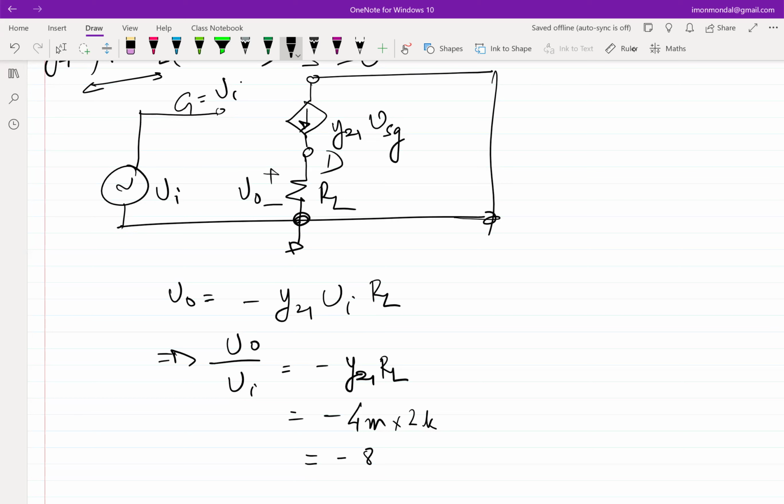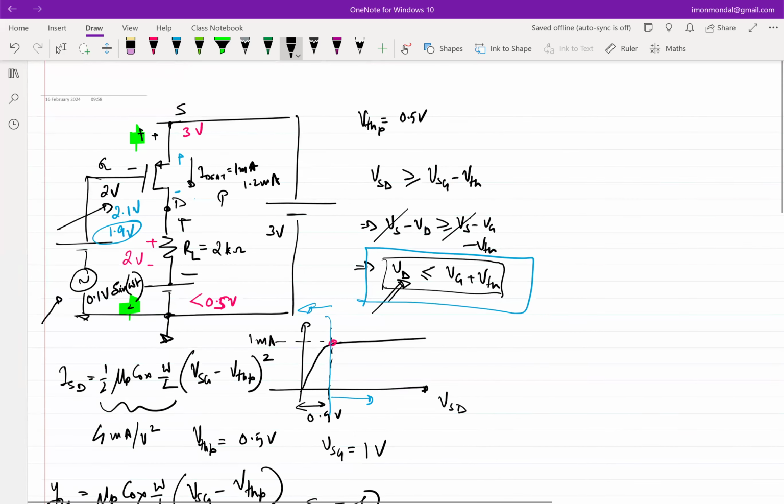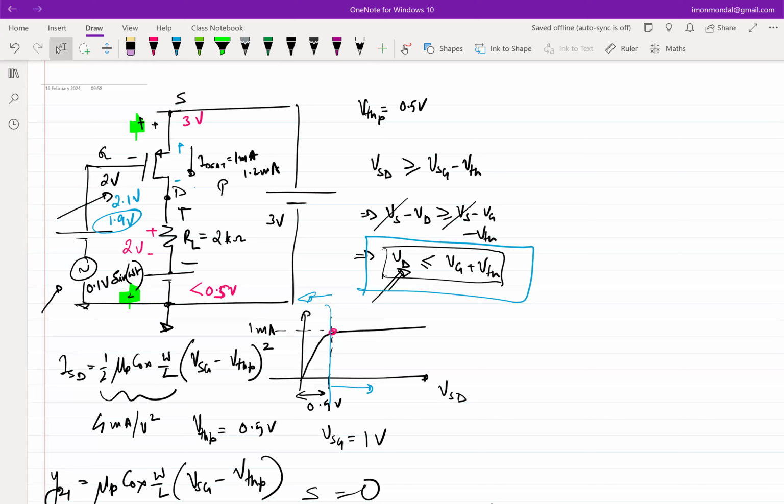But does that make sense? Let's say I want to physically understand from the total picture, why does it make sense that when the input increases, the output decreases, and vice versa? So let me draw the circuit again.